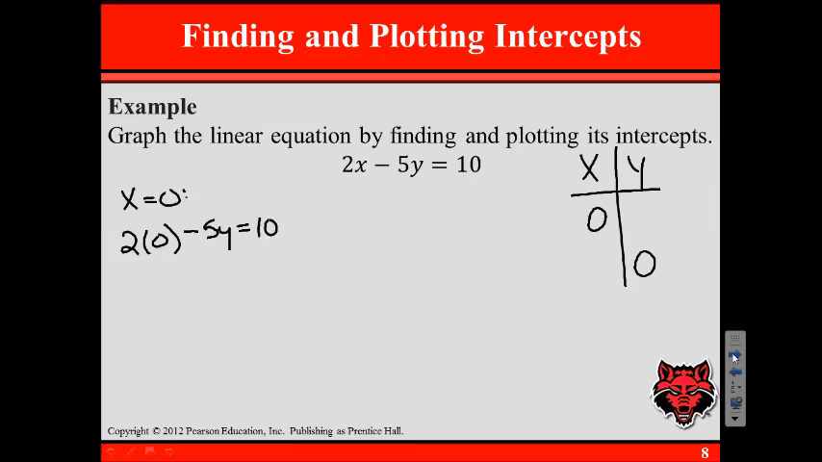When we do so, we have 2 times 0, which is 0. Whenever we are adding or subtracting with 0, we cross it out completely. That leaves us with -5y equals 10. So we divide both sides by -5. On the left side, the -5's cancel, and we're left with y equals -2.